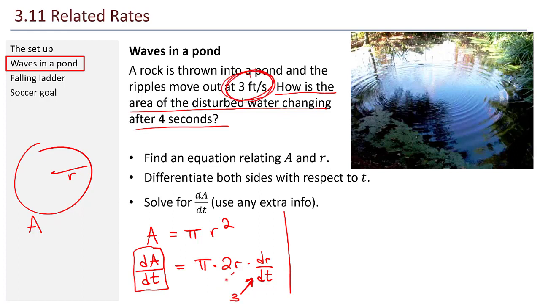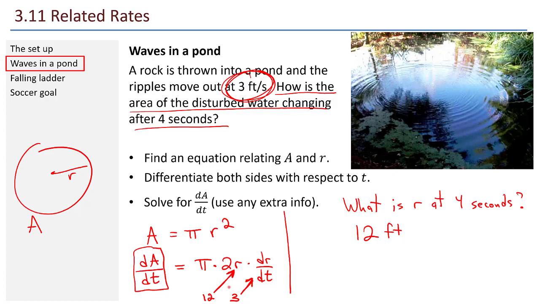3. What is the r? So that's the actual radius. How is the area of the disturbed water changing after 4 seconds? I don't want to put 4 in there, because 4 is a measure of seconds. So I need to figure out what is r at 4 seconds. The ripples move out at 3 feet per second. After 4 seconds, 3 times 4, that'll give me 12. 12 feet. Okay, so I'm going to put 12 in for the r.